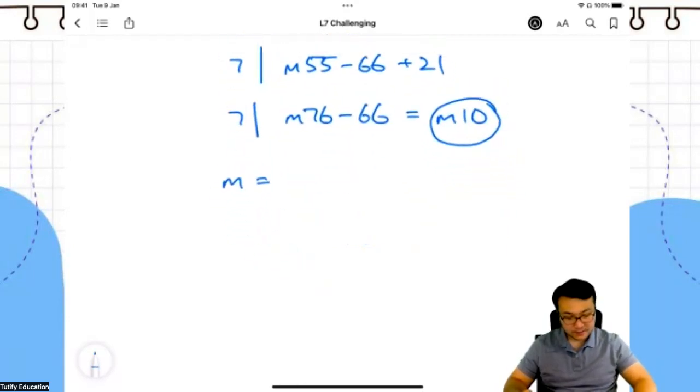M10 is divisible by 7. So what's the possible value of M, Janelle? Can M be 1? Is 110 divisible by 7? No, it's not. All right, never mind, Janelle, you can just type. 110 cannot, right? What is the next one?